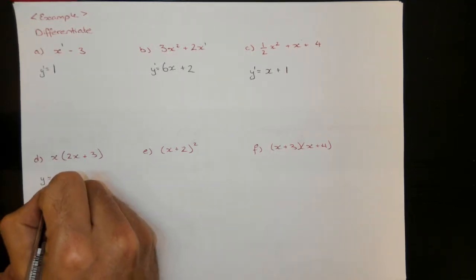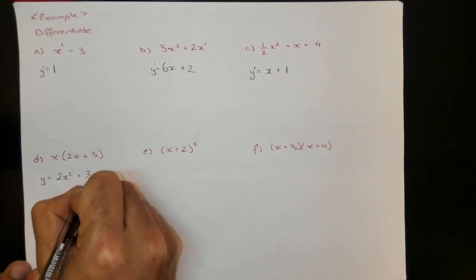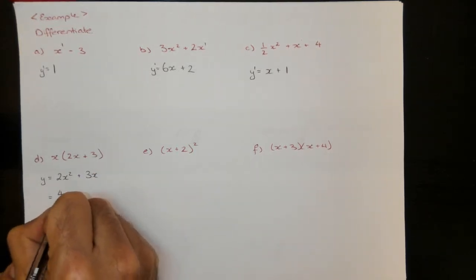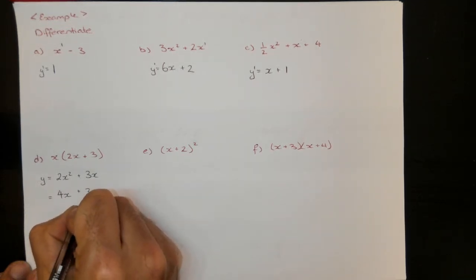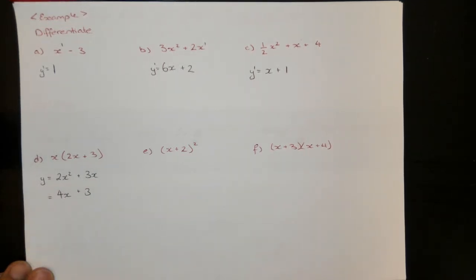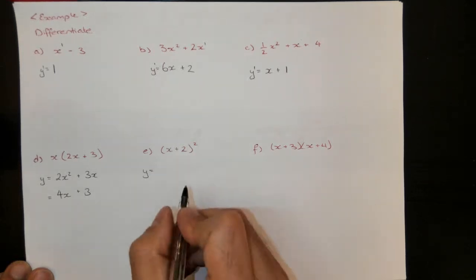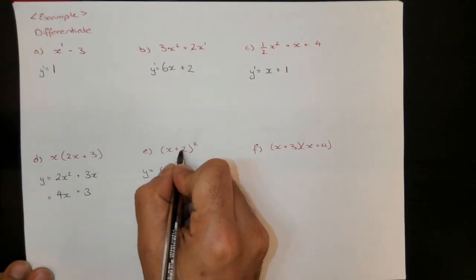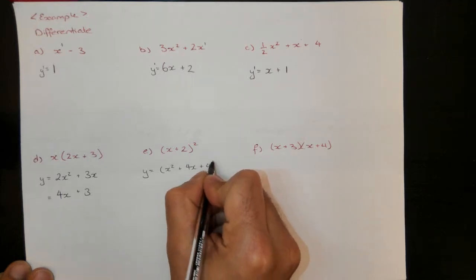All right, so we've got x times 2x is 2x squared plus 3x. So if we differentiate, we've got 2 times 2 is 4, reduce the power. 1 times 3 is 3, reduce the power. Okay, something like this we can expand. We square the first term, multiply them together, then double it, and square the last term.